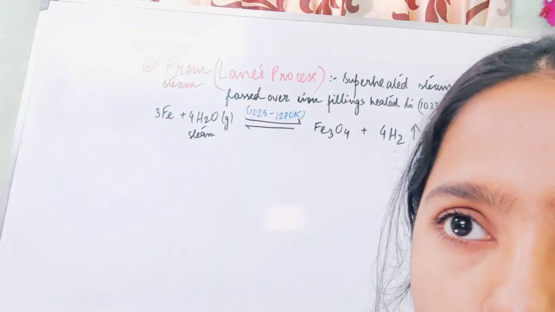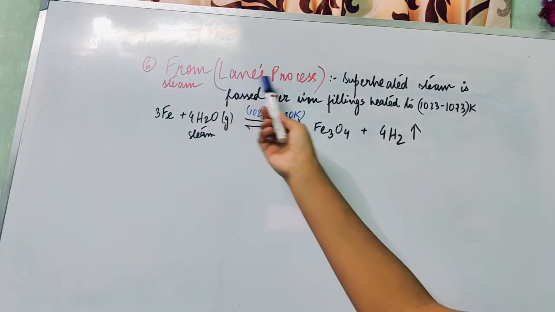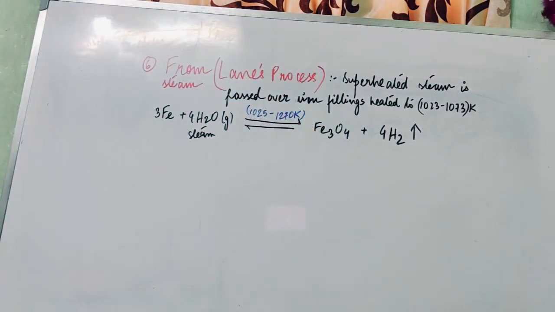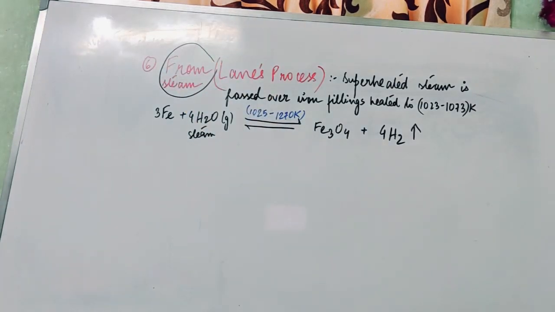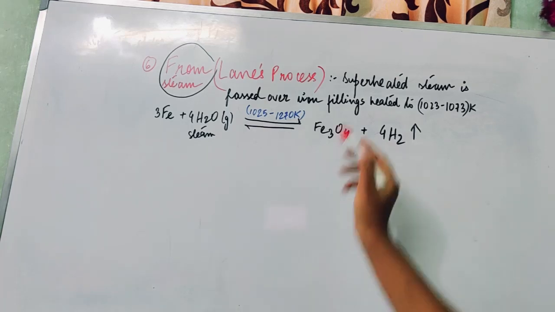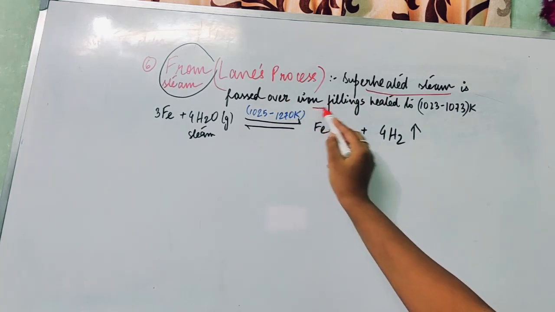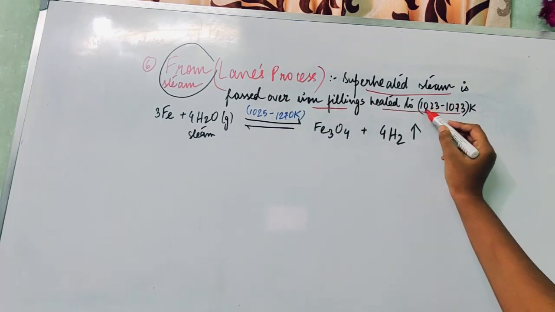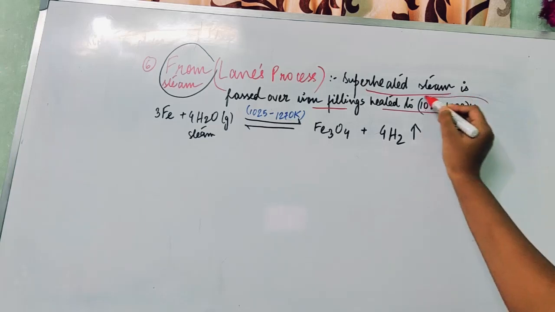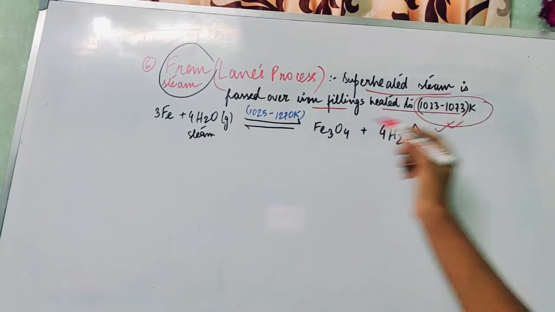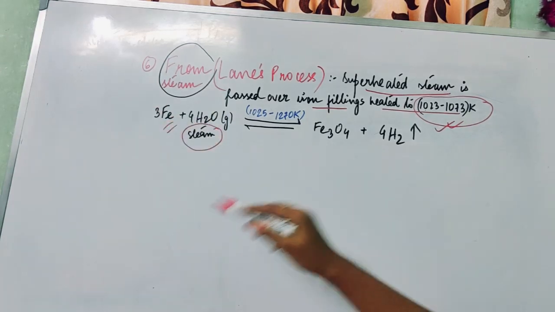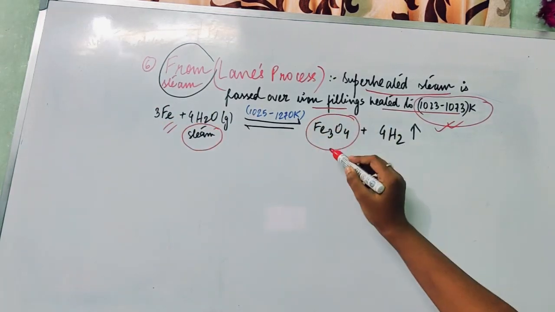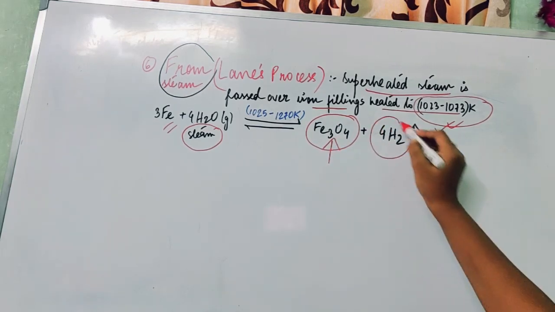The next process we look at is known as Lane's process. Dihydrogen is extracted from steam by Lane's process, where superheated steam is passed over iron filings heated to 1023 to 1700 Kelvin. Very high temperature, because we pass steam over iron. What we get is ferrous oxide plus dihydrogen.